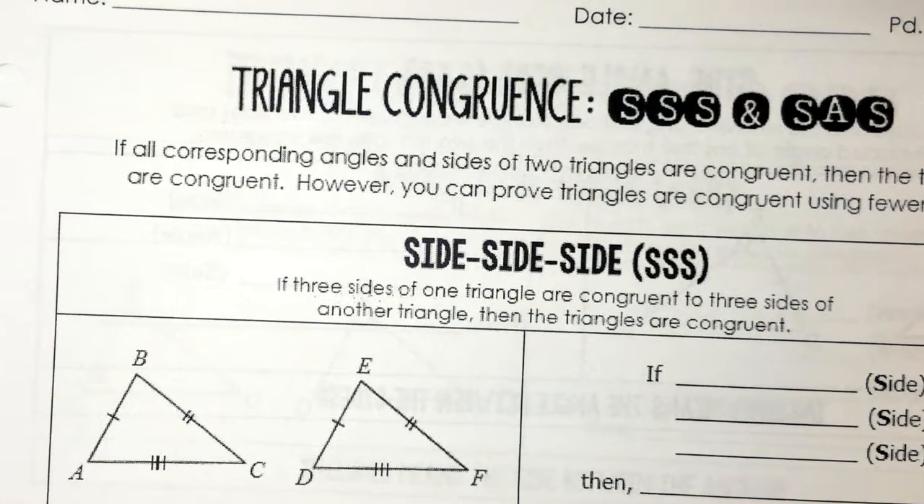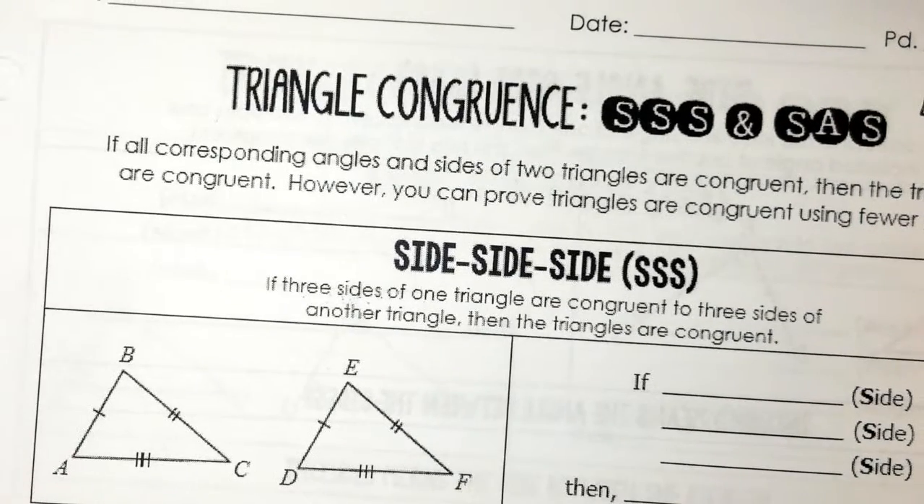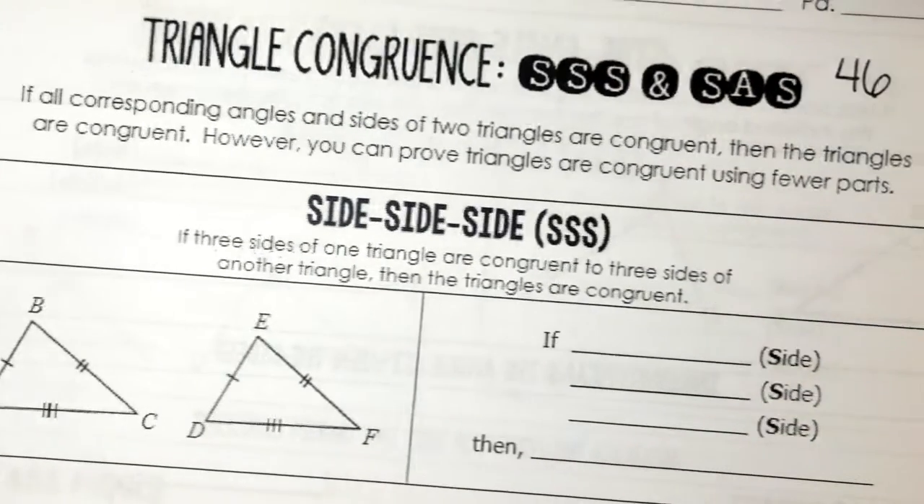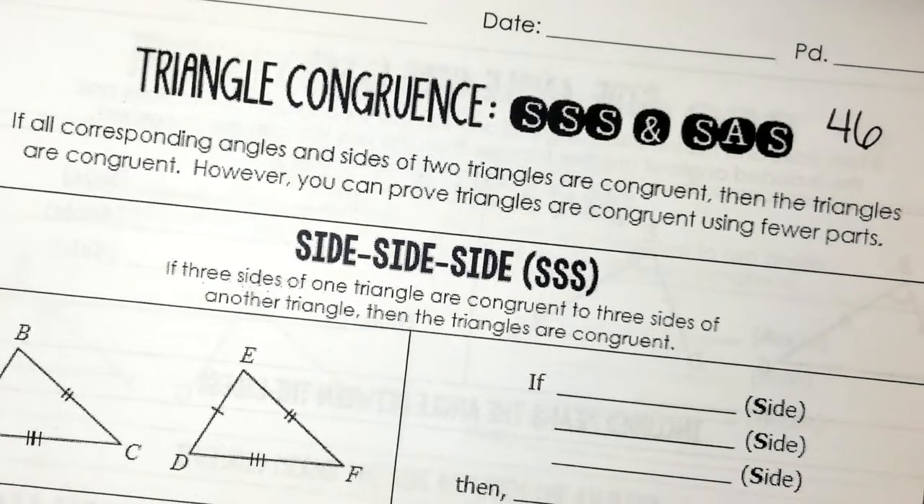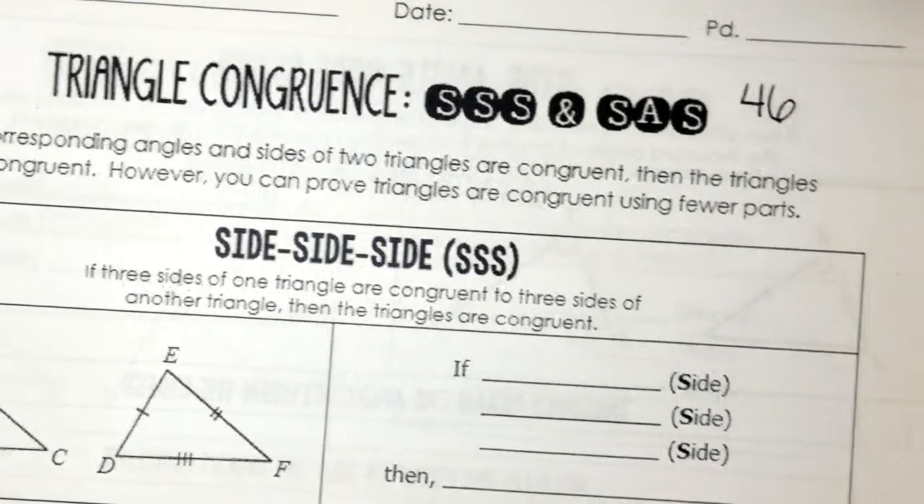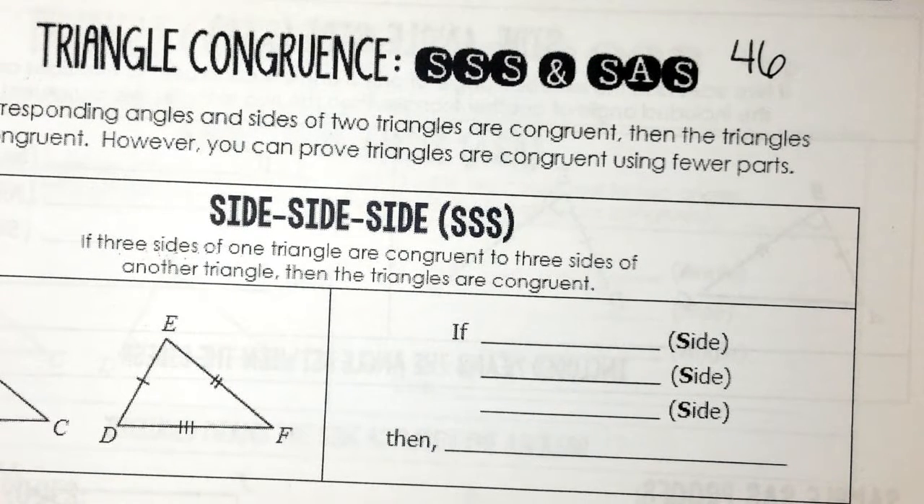So starting out is triangle congruency with SSS and SAS. If all corresponding angles and sides of two triangles are congruent, then the triangles are congruent. However, you can prove triangles congruent using fewer parts. The using fewer parts part, that's us doing side congruency, side angle congruency, angle side angle, or HL. That's us using fewer parts.